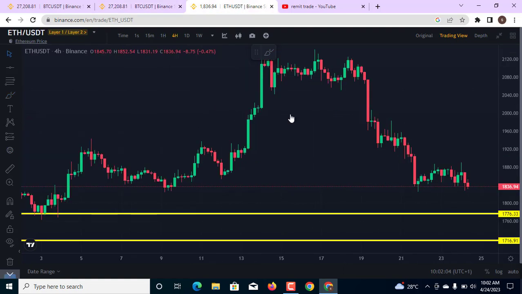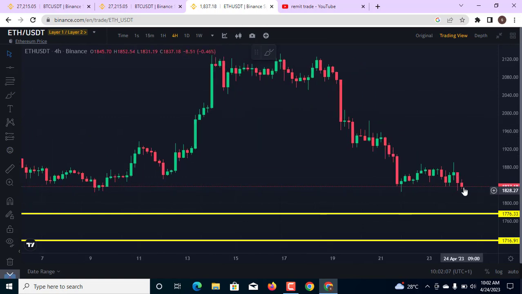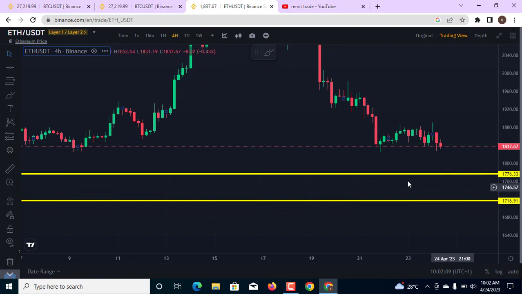And on the ETH USDT 4-hour chart, it's the same thing. The market should come into this zone of support. As we see a little bit of consolidation right here, I'm expecting the market to move down into this level of support before a little push to the upside, then continuation to the downside. So this is what you need to pay attention to.